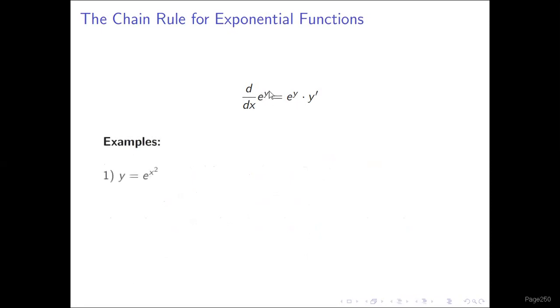Let's illustrate. So how do you get the derivative of e to the x squared? Take note, this is no longer e to the x, but a function of x, x squared in this example. So it's still the same, you copy, but differentiate the exponent. So differentiate x squared, which is 2x. So that's the answer, 2x e to the x squared.